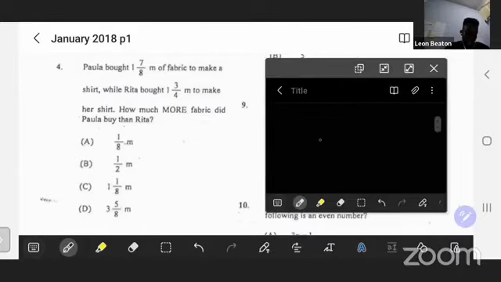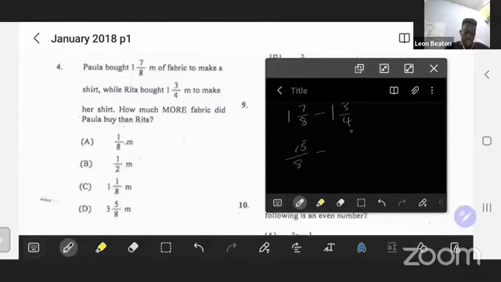We have 1 and 7/8 subtract 1 and 3/4. So we just turn these two mixed numbers into improper fractions. So we have 8 times 1 is 8. 8 plus 7 will give you 15/8.